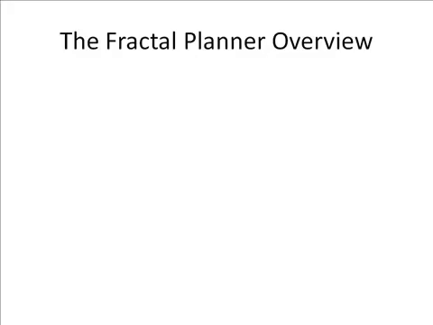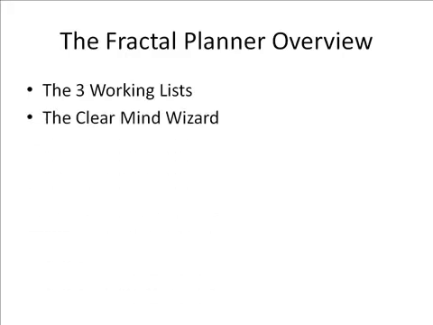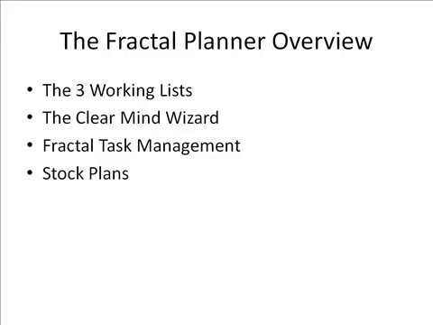In this video I'm going to show you the 4 essential features of the fractal planning software that allows you to get more things done with less stress and more clarity. First, we have the 3 working lists, which is how you'll manage all of your tasks. Second, we have the clear mind wizard that allows you to get everything out of your head and into your plan. Third, we have fractal task management, which allows you to control the focus so that you can keep a clear mind as you're working. And fourth, we have stock plans, which allows you to systematize the things that you do on a frequent basis and even helps with outsourcing.